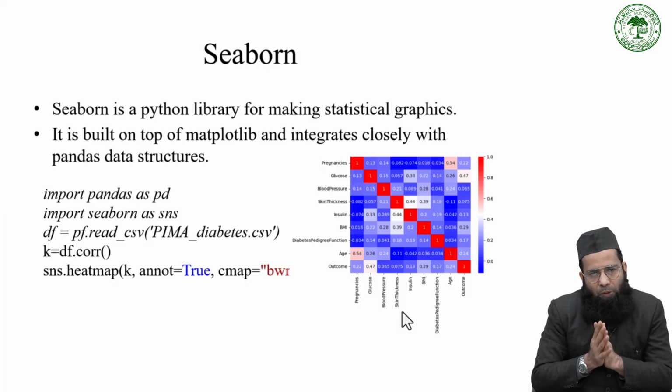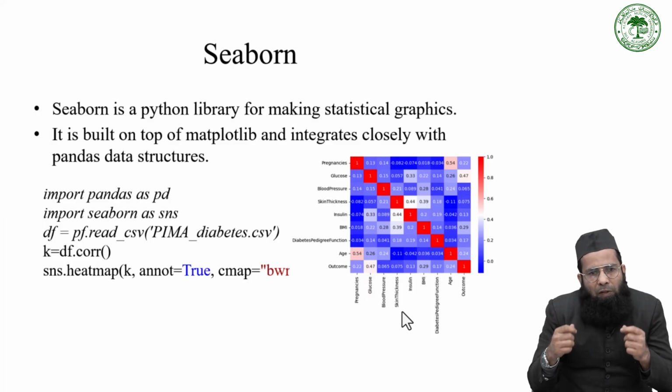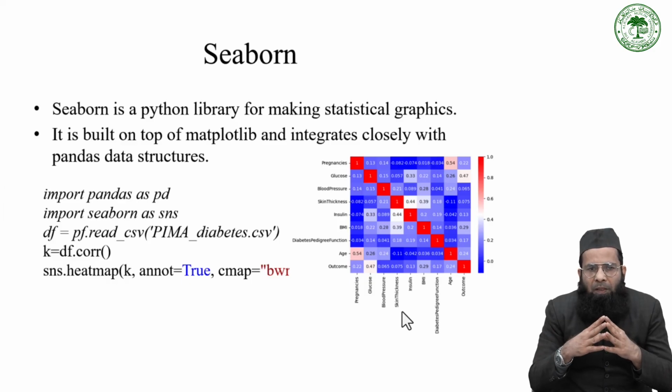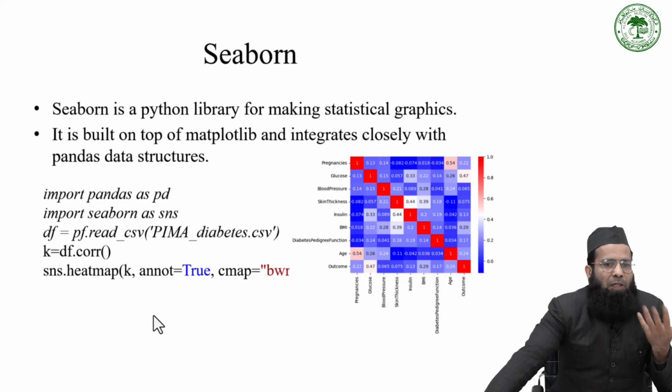Now the next advanced library that we will be using is Seaborn. Seaborn is a Python library for making statistical graphics. So for visualization purposes, we will use Seaborn. It is built on top of Matplotlib and integrates closely with Pandas data structures. Here again I am using Pandas, since I need to read the data set first, then that data set will be used for different visualization.